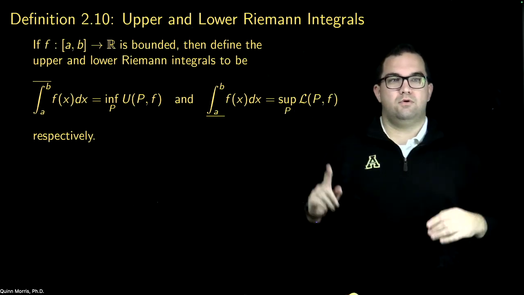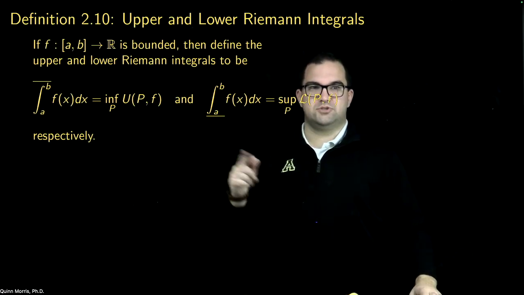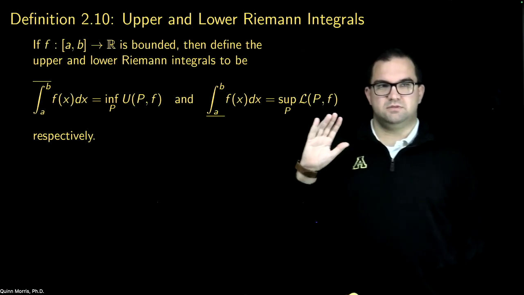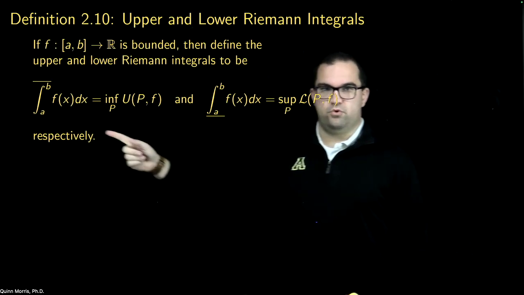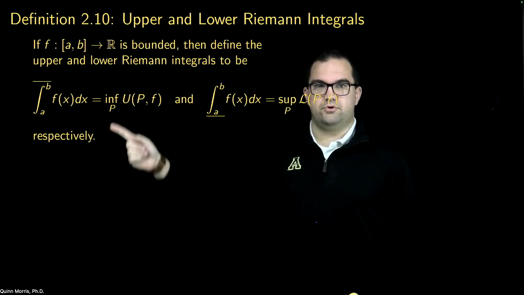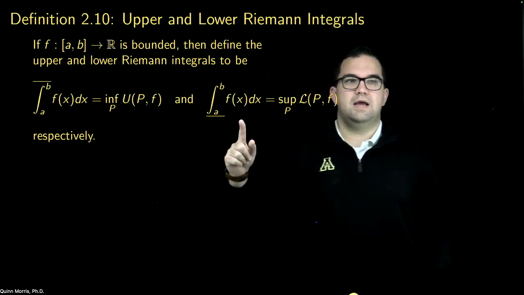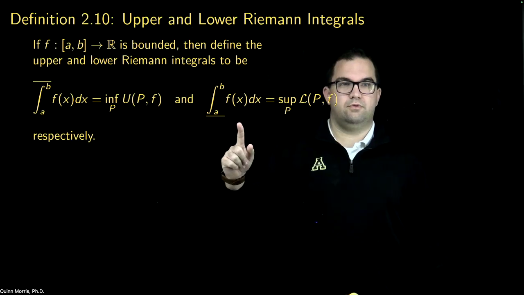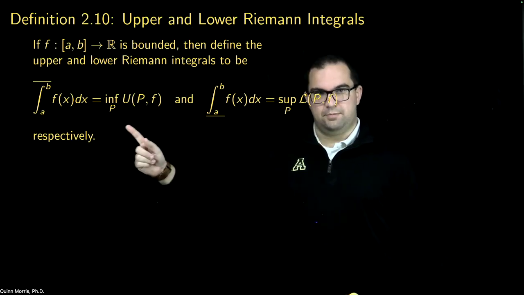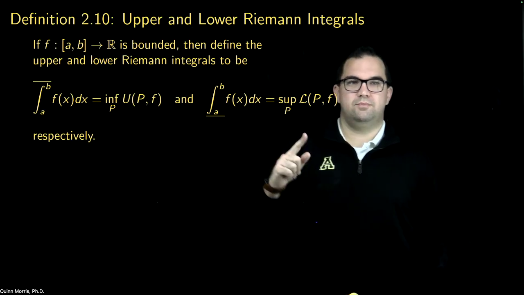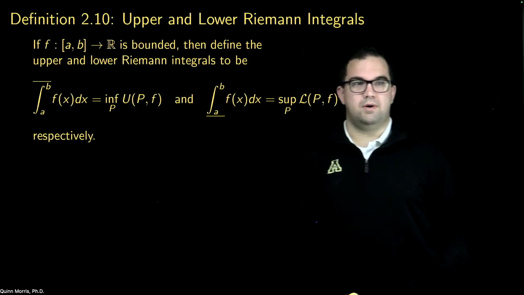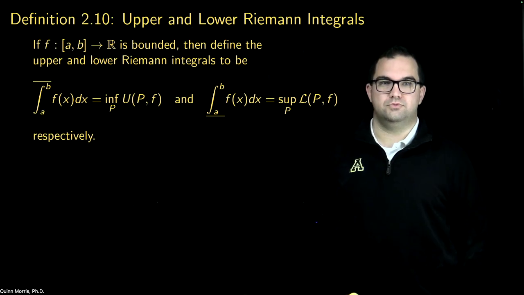We'll look at a few pictures in a bit to help us visually understand what this represents. But formally, we define the upper Riemann integral to be the infimum of all of the upper Darboux sums, and the lower Riemann integral to be the supremum of all the lower Darboux sums.